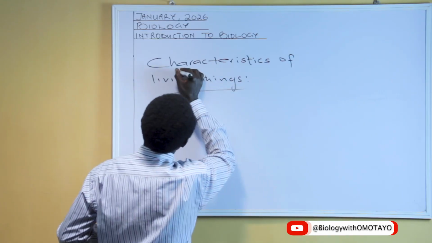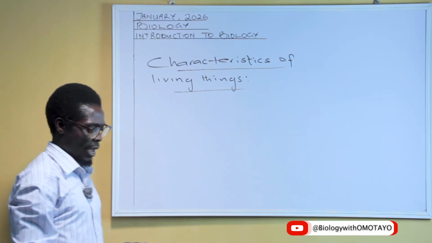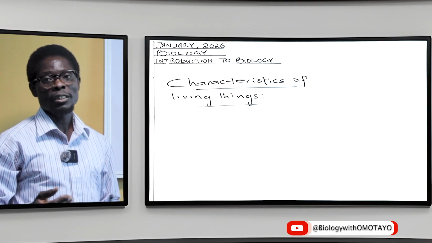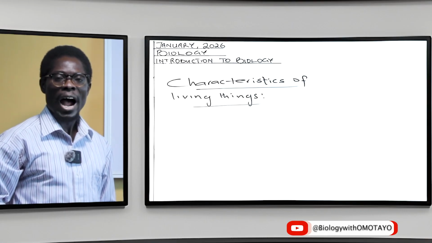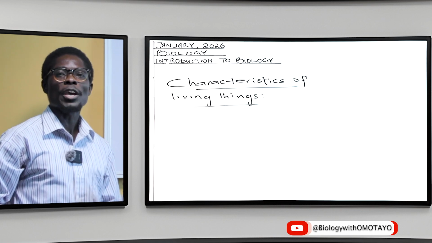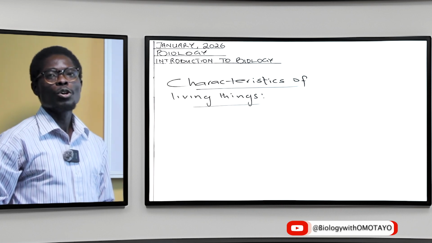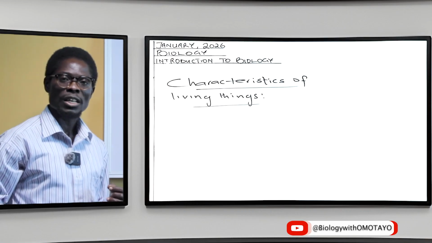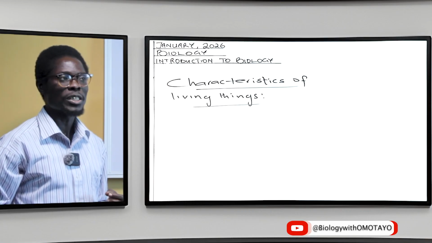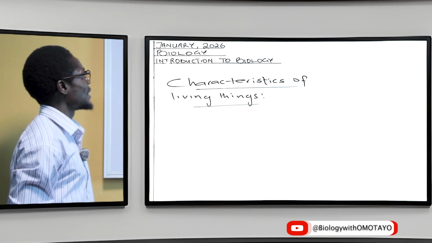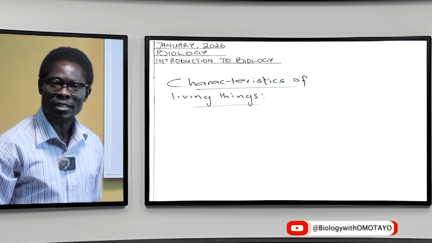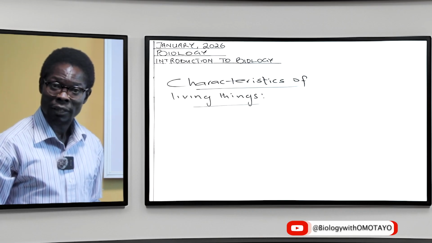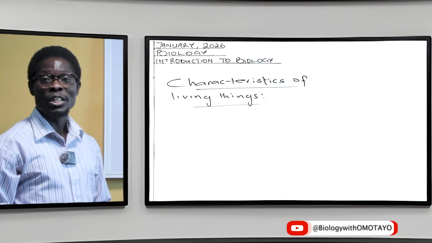Okay, characteristics of living things. Characteristics of living things is a well-known topic in biology. However, we'll be looking at it from a more informed angle so as to demystify some gray areas where students are having issues. So, one, we are having living things. That simply means we do have non-living things as well. So, a quick one: how do we differentiate?